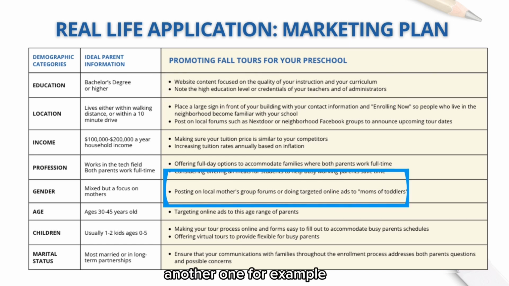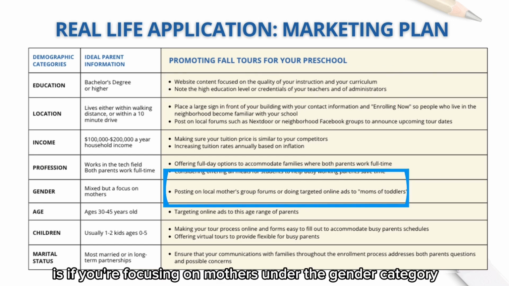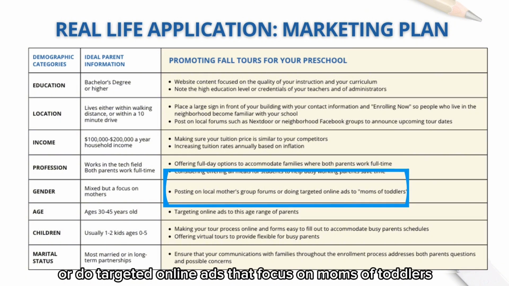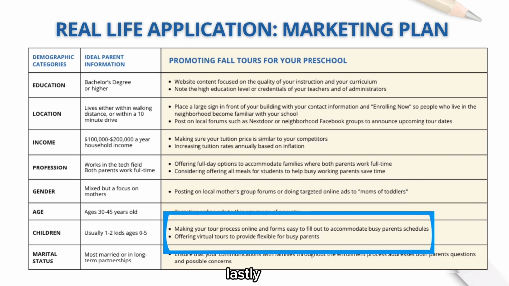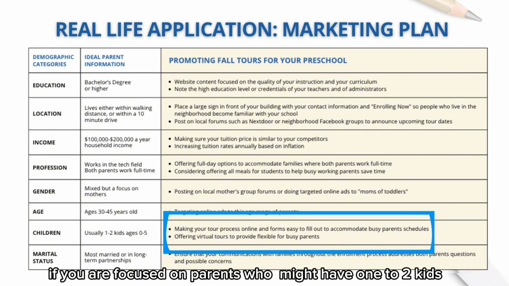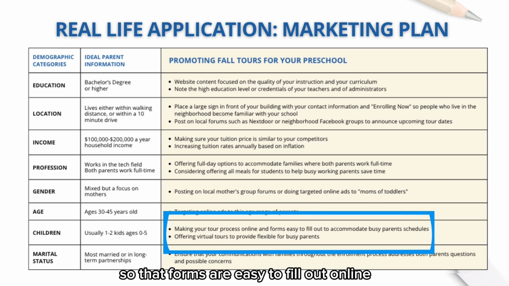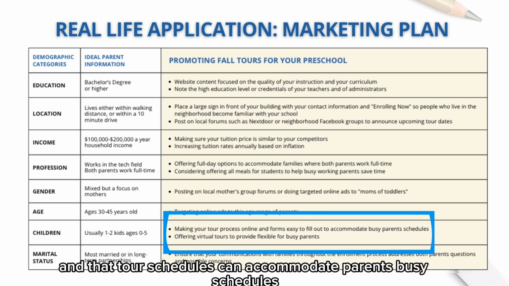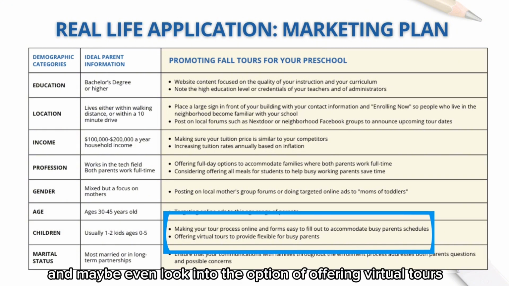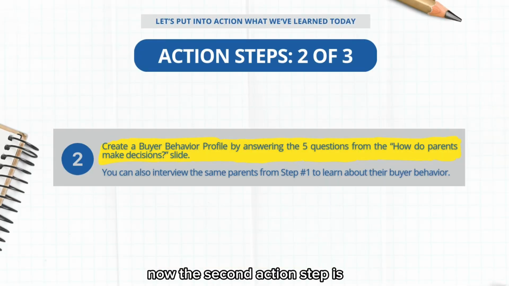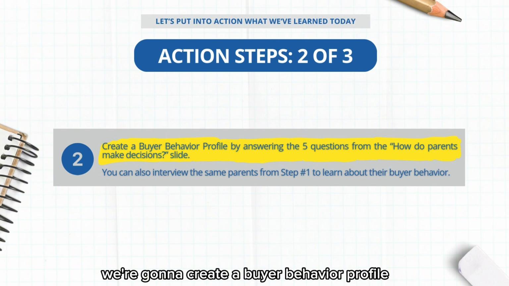Another one, for example, that you might want to focus on is if you're focusing on mothers under the gender category, you might want to post on local mothers group forums or do targeted online ads that focus on moms of toddlers. Lastly, if you are focused on parents who might have 1 to 2 kids, you want to make sure that you streamline your tour process so that forms are easy to fill out online and that tour schedules can accommodate parents' busy schedules, and maybe even look into the option of offering virtual tours to provide more flexibility for busy parents.